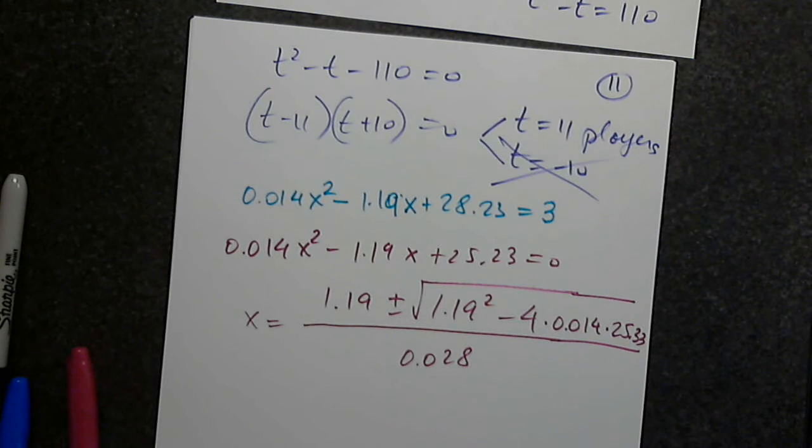So please put everything in the calculator at once. Do not solve step by step. And don't forget parentheses, because if you forget parentheses, the calculator will not do what you want the calculator to do. So then plus the square root, in parentheses 1.19 squared, and then minus 4 times 0.014 times 25.33. Close the parenthesis, go outside of the square root, and divide by 0.028.